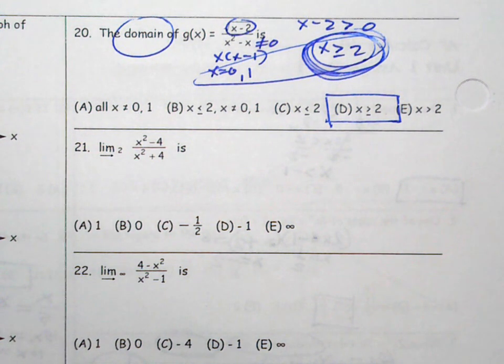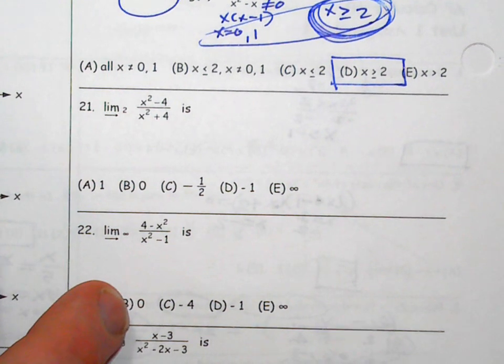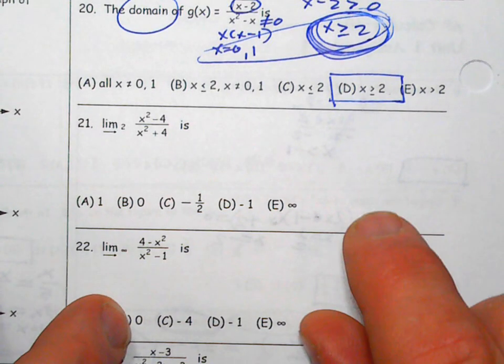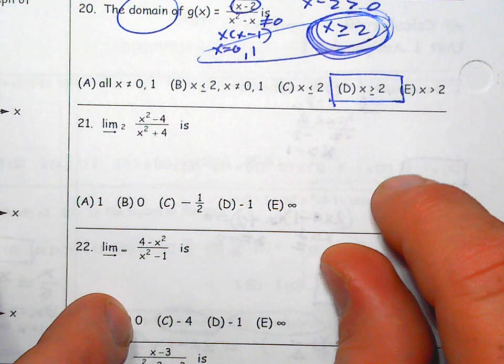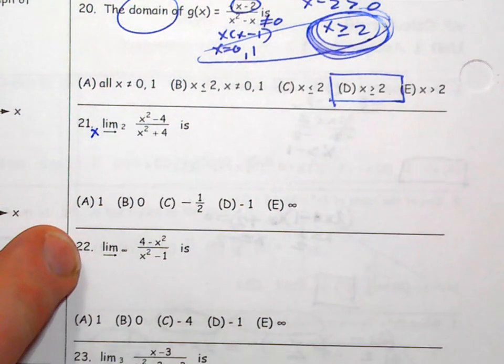So 21 is a limit, and this might be something that I don't know if you have experience with. Now, there should be a little x right here as x goes to 2.